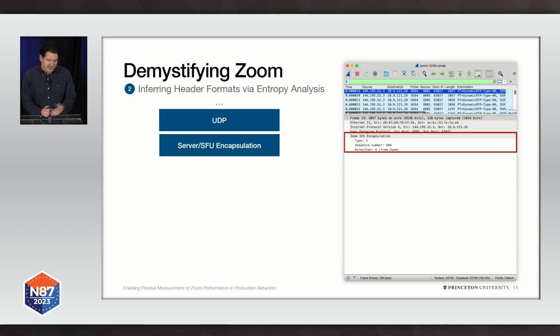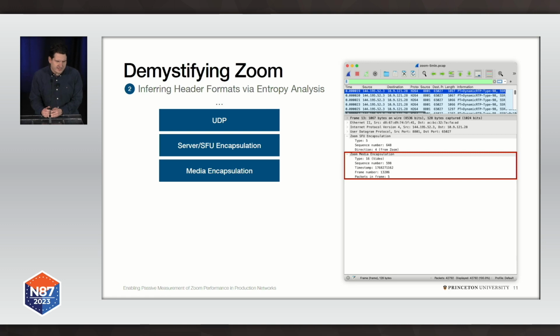There's a type, in this case type 5 means that it's a media packet. There's a sequence number and also a direction indicator, even though this is also clear from the IP addresses. The second header that we see is what we call the media encapsulation header. So here we also see a type number that indicates the type of media that's being transported, or whether this is a feedback packet using RTCP, for example. So the media type would be video, audio, or screen sharing. There's a sequence number, timestamp, frame number, and also the number of packets that make up this particular frame.